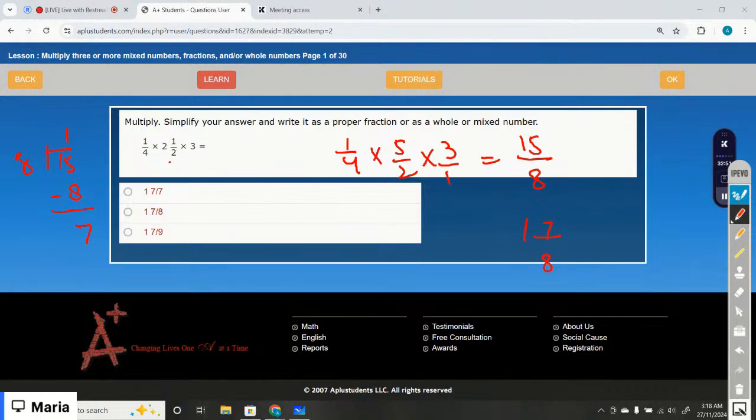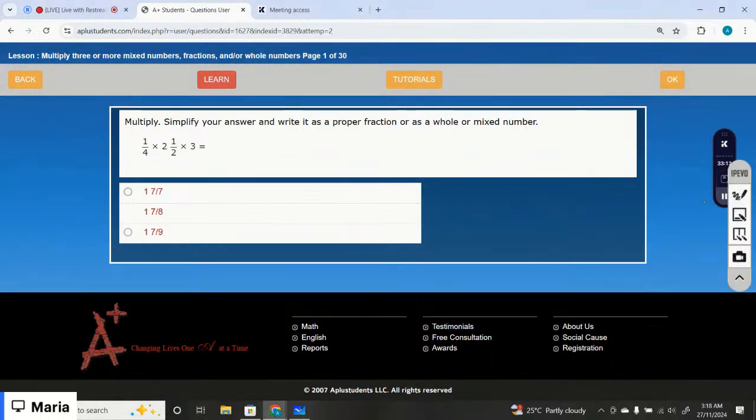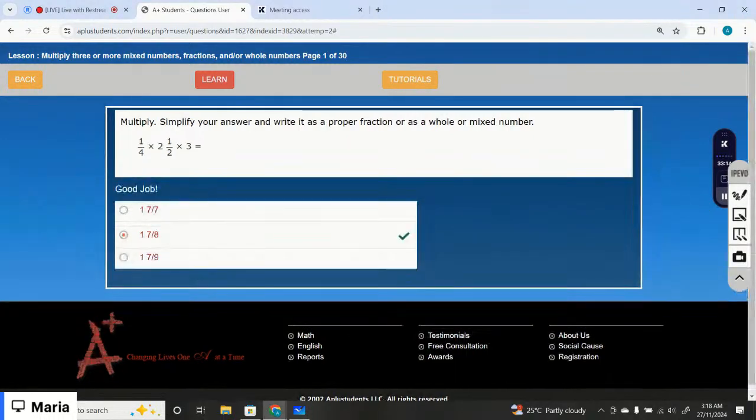Option number 2 is the correct option. The correct option is 1 whole 7 over 8. Option number 2 is the correct option.